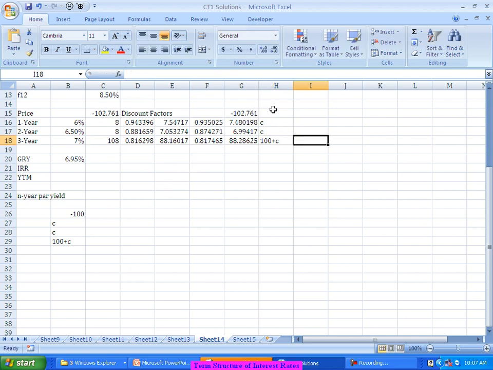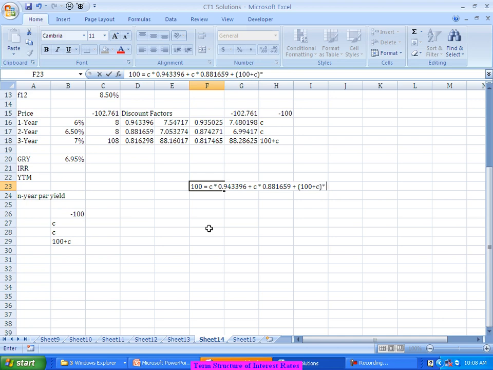So in a way, I have to purchase the bond at 100 itself. So what is it that we are saying now? The 100, which is the purchase price, should be equal to C times the first discount factor, which is 0.943396, plus C times 0.881659, plus 100 plus C times 0.816298.